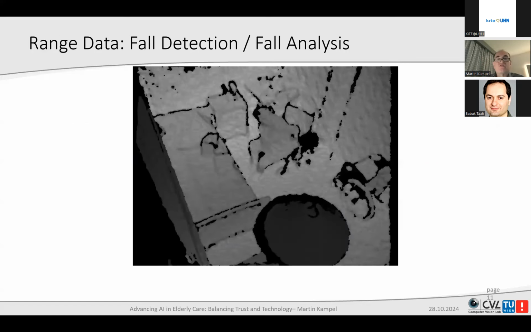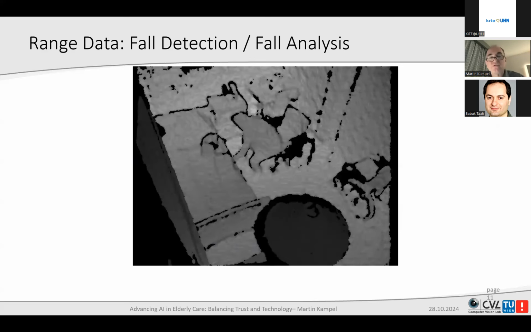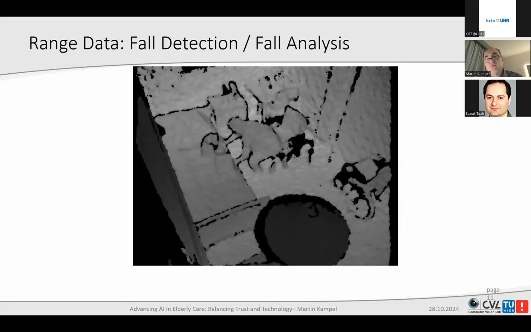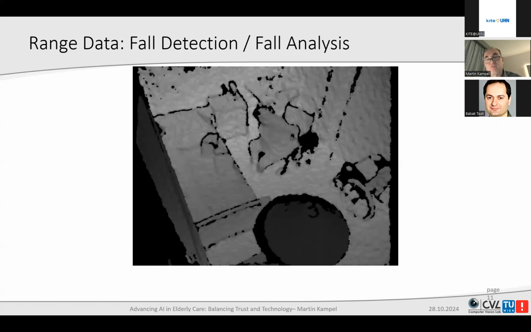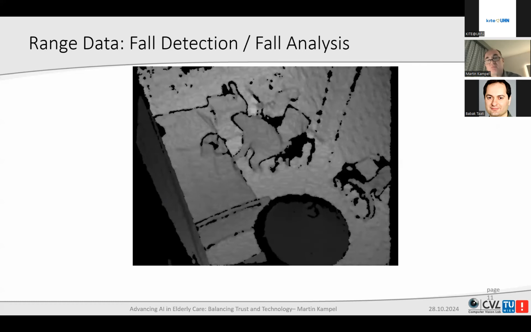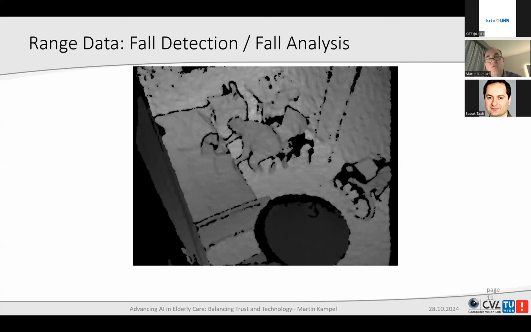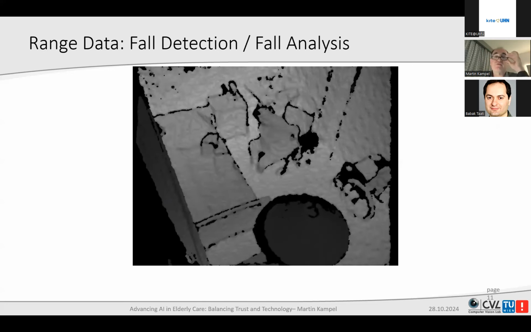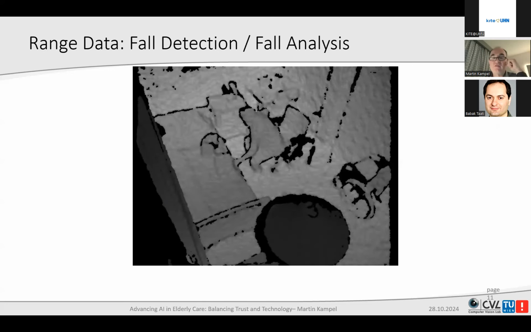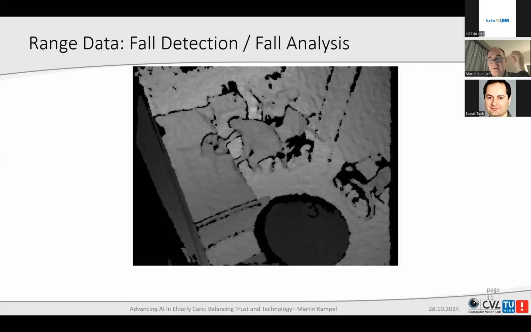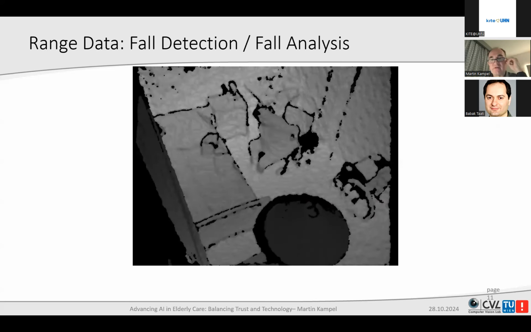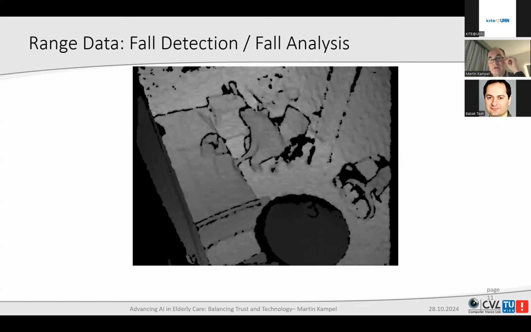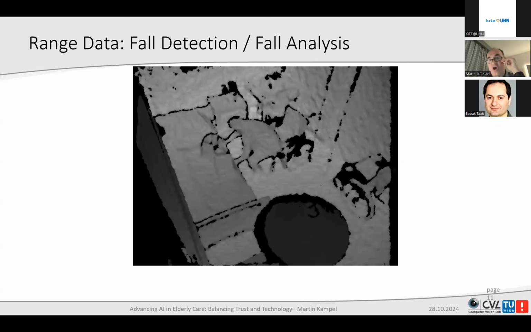One strong focus was on fall detection. Again, you see one sample video where someone is falling from a wheelchair. We recorded data for more than 3 years, I would say. That means we have more than a thousand different fall situations. And again, as I said, we have a data-centric approach. We are relying on the data and we learn a lot from the data.